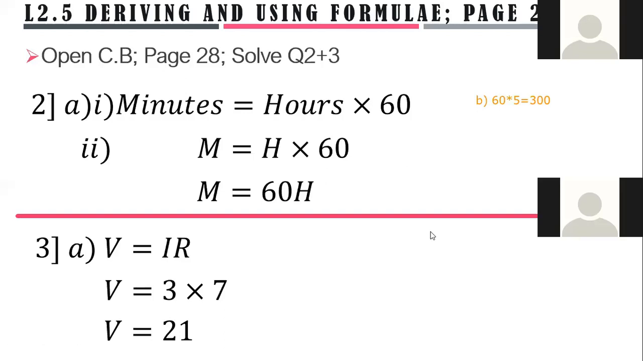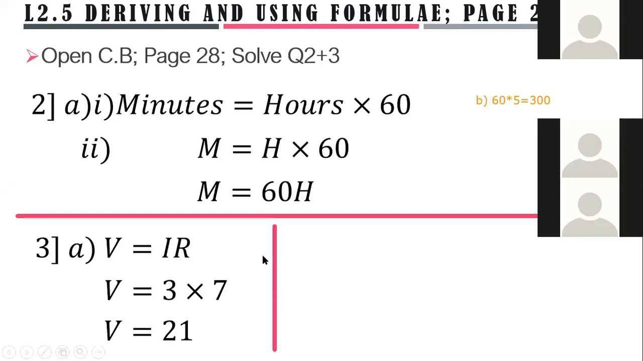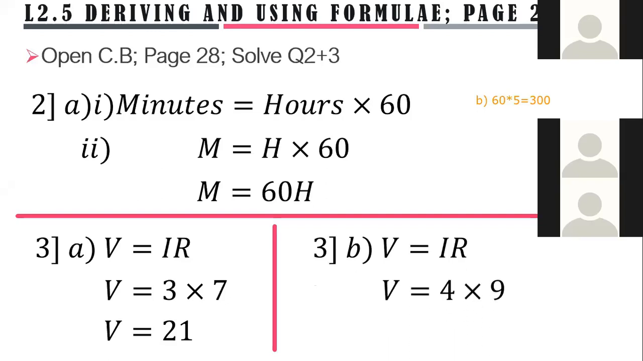Now, Salah. Yes, teacher. B now. The formula again is V equals IR. I equals 4 and R equals 9. So what will you do? 4 times 9. Which is? Equals 36. Thank you very much.